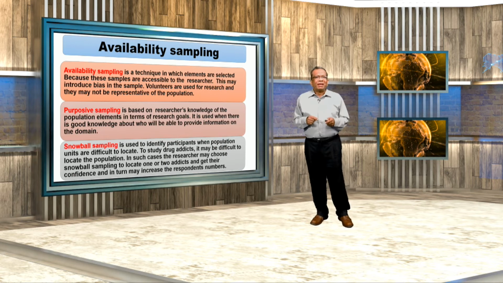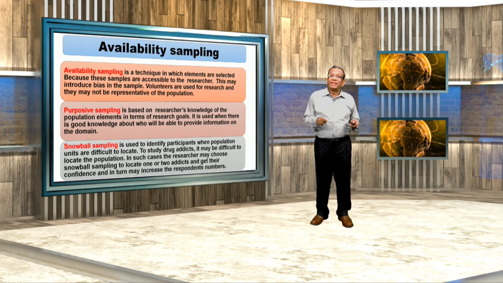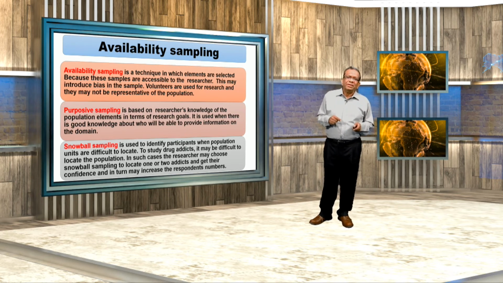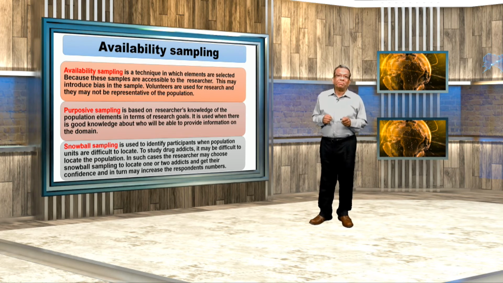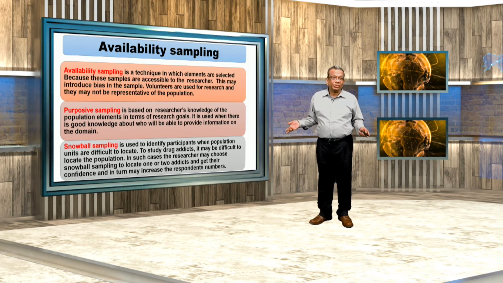Next is availability sampling. Availability sampling is a technique in which elements are selected because the samples are accessible to the researcher. This may introduce bias in the sample. Volunteers are used for research and they may not be representative of the population. But in many cases, you may get only the volunteers. Therefore, availability sampling is also being extensively used by many researchers. We may get the volunteers, but may use randomization in order to make the biases less pronounced.